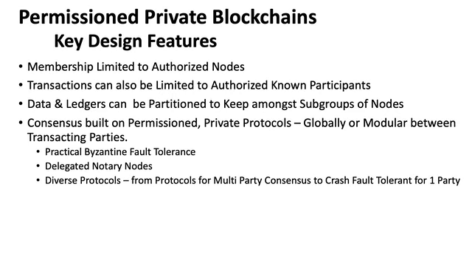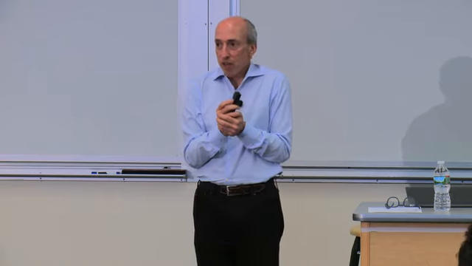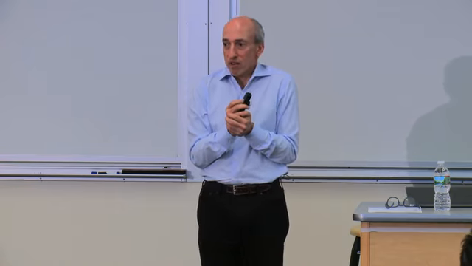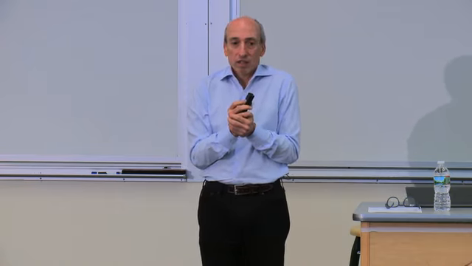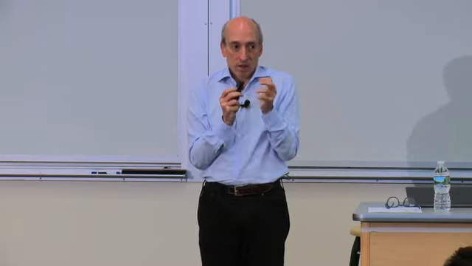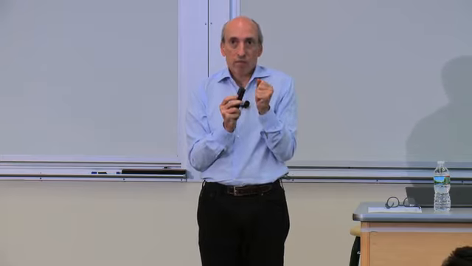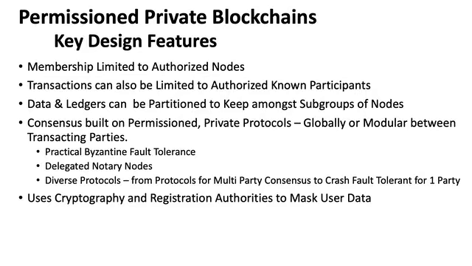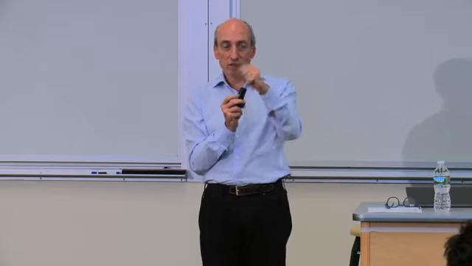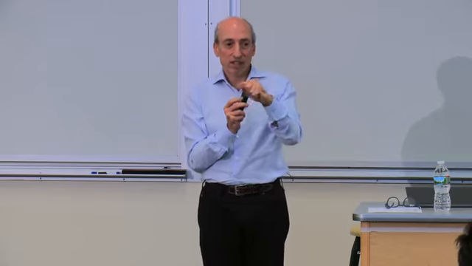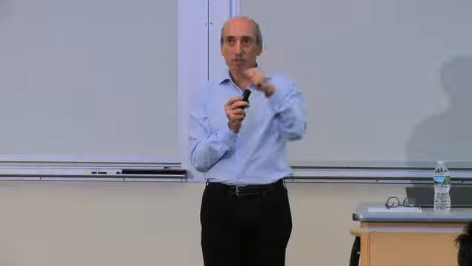The consensus is in permissioned private protocols. They do have a consensus. Somebody has to agree on the next block, but it's a tight, limited group. It does use cryptography, but often there's something called a registration authority. The registration authority is helping mask data.